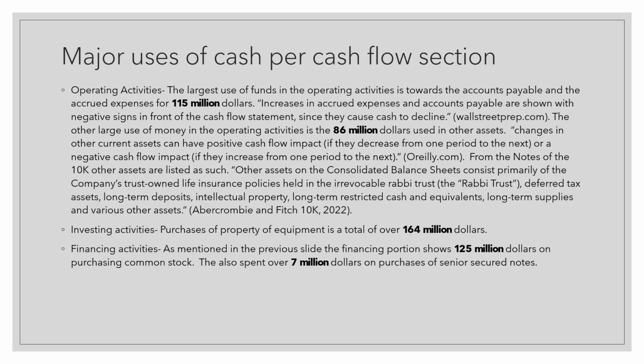Major uses of cash per cash flow section. Under the operating activities, the largest use of funds is towards the accounts payable and the accrued expenses for $115 million.